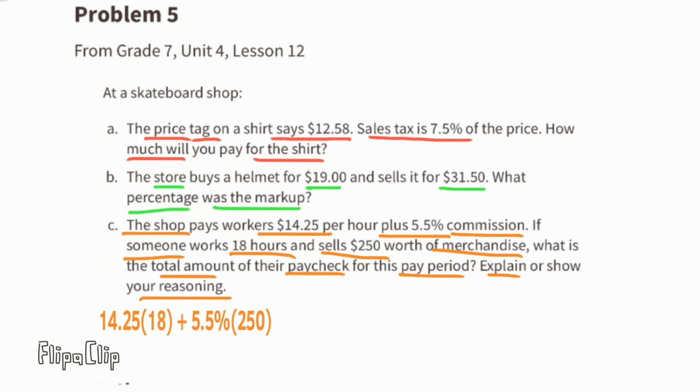$14.25 times 18 hours plus 5.5% commission on $250. We can write that as 14.25 times 18 plus 0.055 times 250. That equals $256.50 plus $13.75. Their total amount for that pay period would be $270.25. Which is actually more than the $250 worth of merchandise that they sold. So this company would go out of business real quick.